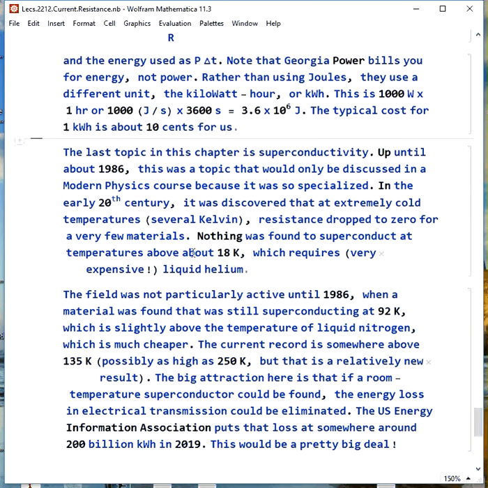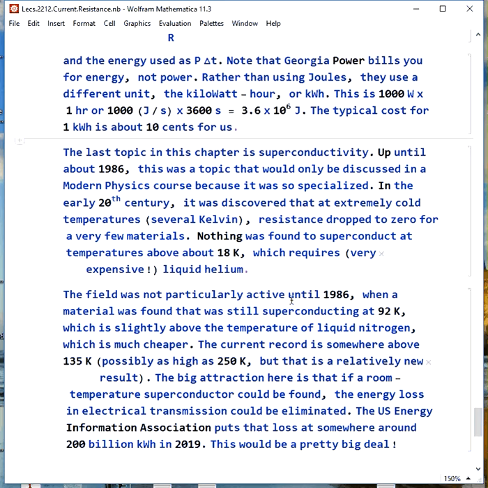Now, the last topic in this chapter is superconductivity, and up until about 1986, this was pretty much a dead area of physics, and you would see it in maybe a modern physics class, but that's it. They figured out in the early 20th century that at really super cold temperatures, like a few degrees above absolute zero, the resistance disappeared for a few materials. They could not find anything superconducting at temperatures above 18 Kelvin, and you need liquid helium to get down to temperatures that low, and it's super expensive.